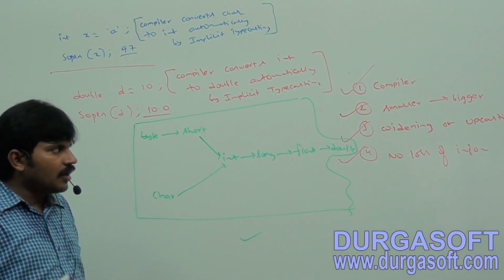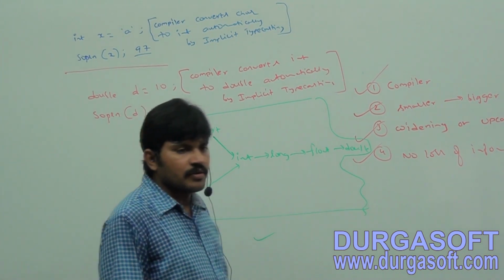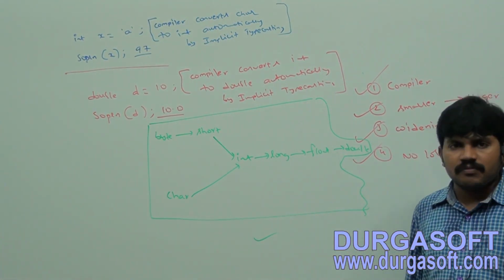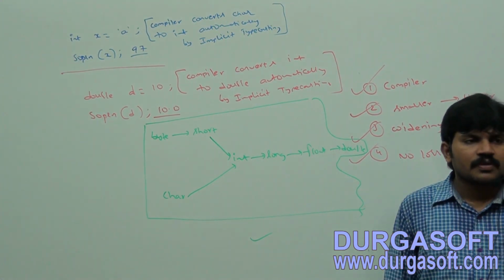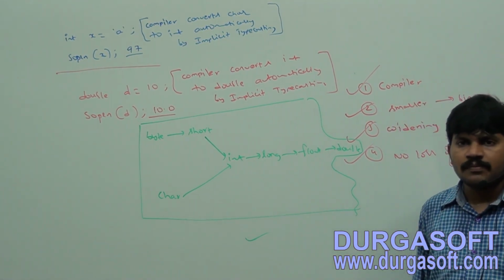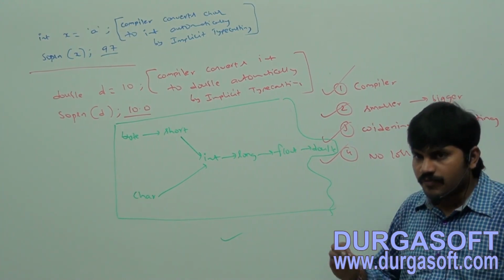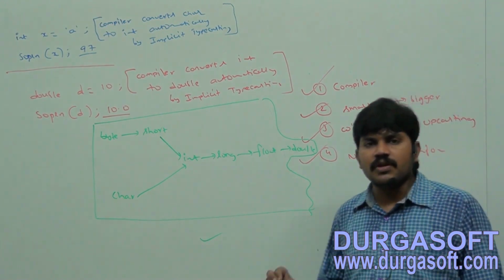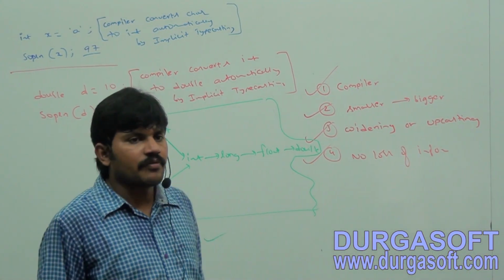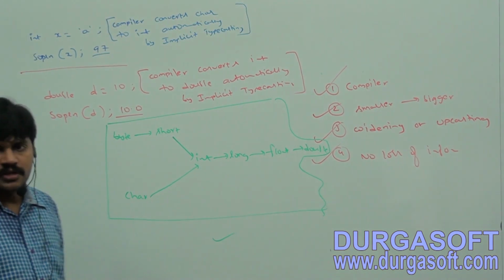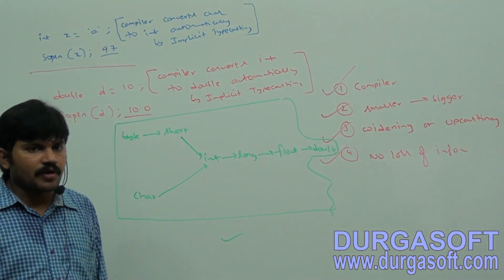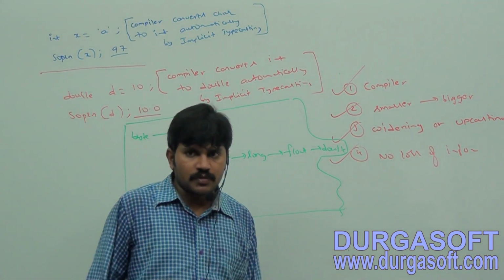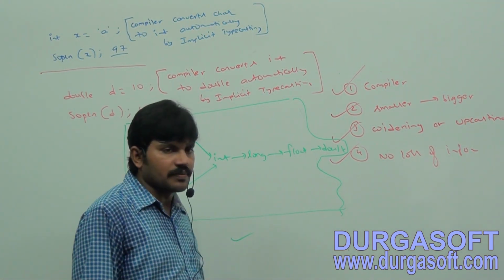The following are various possible conversions where implicit typecasting will be performed.